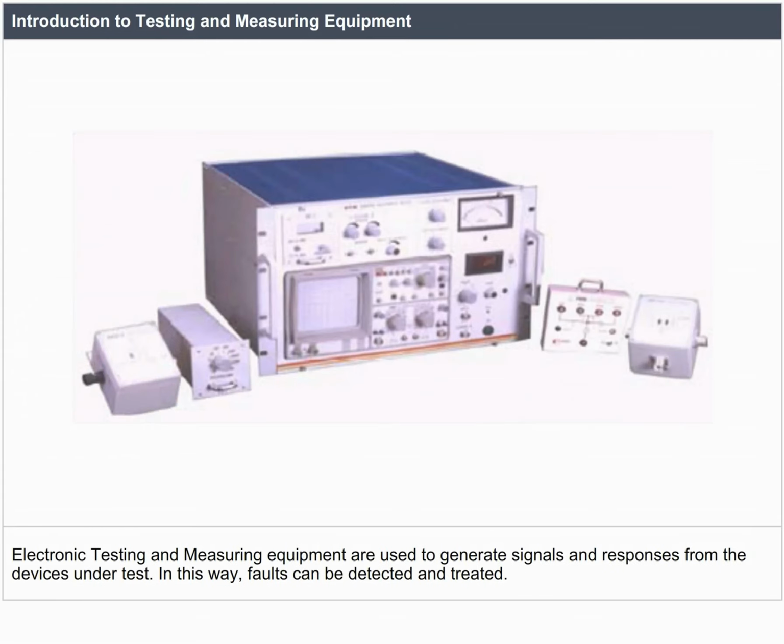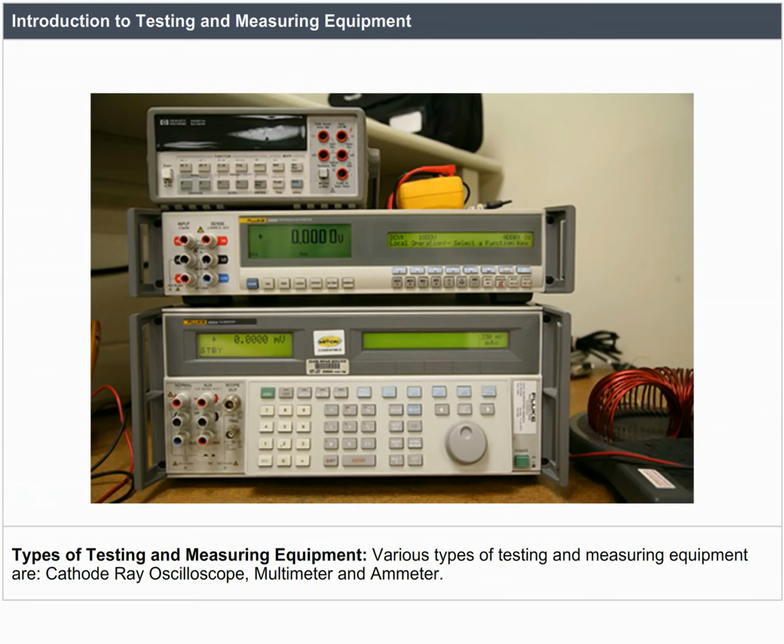Introduction to testing and measuring equipment. Electronic testing and measuring equipment are used to generate signals and responses from the devices under test. In this way, faults can be detected and treated. Types of testing and measuring equipment.